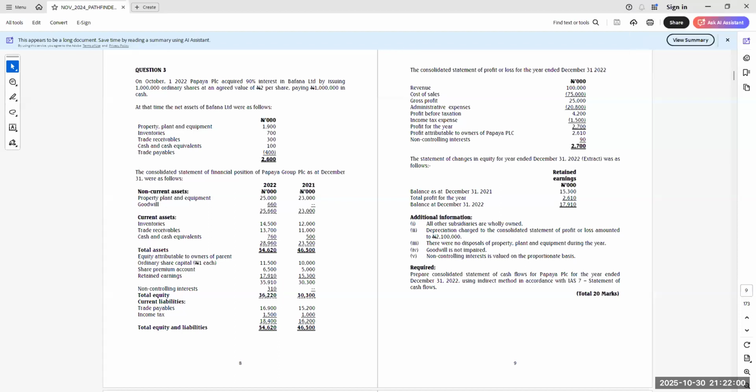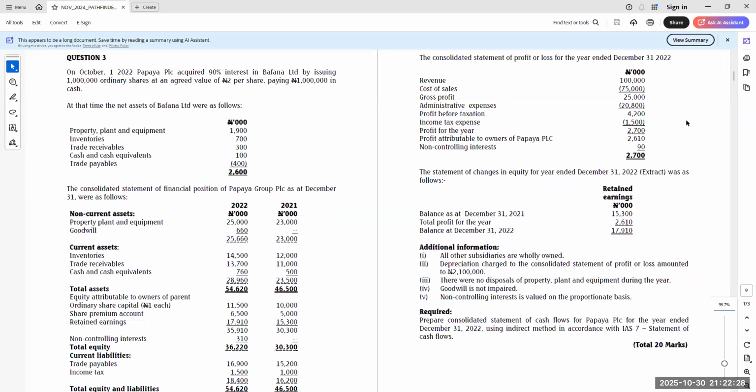Okay. So, on the 1st of October 2022, Papaya PLC acquired 90% interest in Bafana Limited by... Please, can you zoom it a little? Okay, let me zoom it for you. Is it clear? Okay, yes, it is.